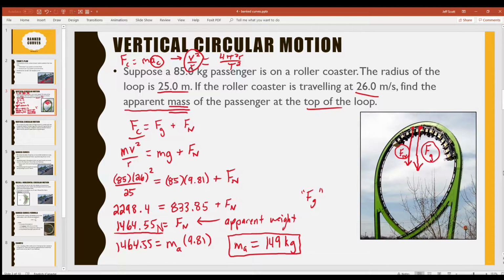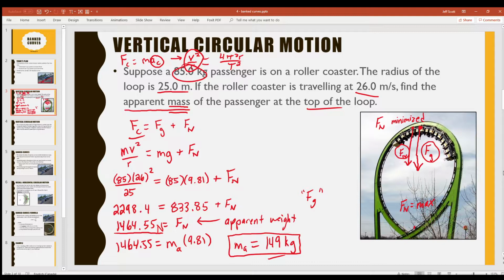Now, what you might be thinking, because you might remember what we had talked about prior, is that at the top of a loop, your tensional or normal force is minimized, whereas at the bottom of the loop, your tensional or normal force would be maximized. But you might be looking at this number of 149 kilograms and saying, well, wait a minute, that's a lot heavier than the person's actual mass.